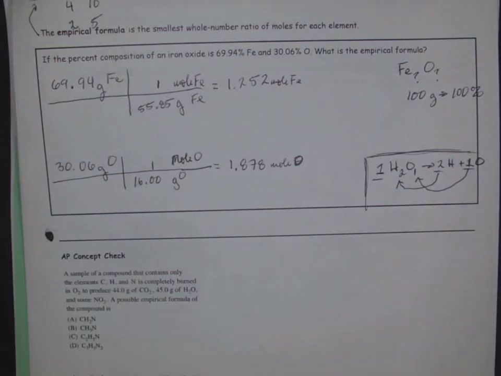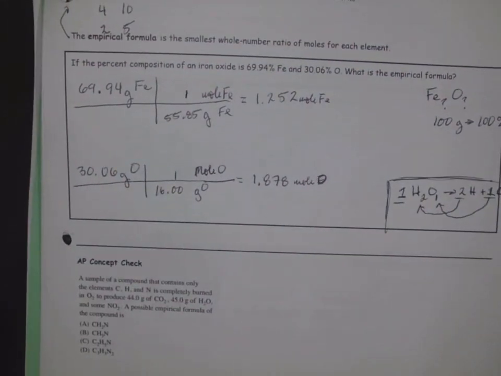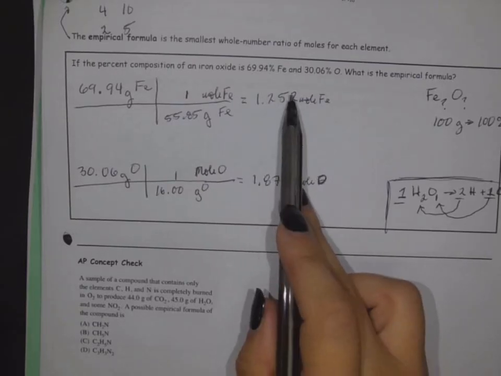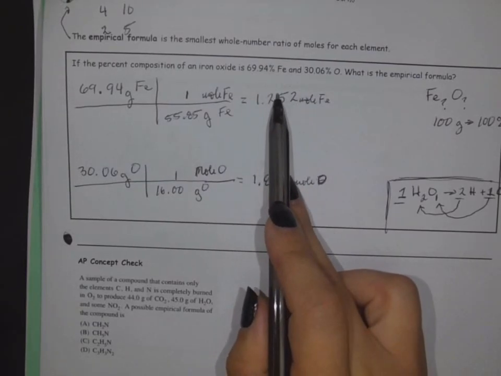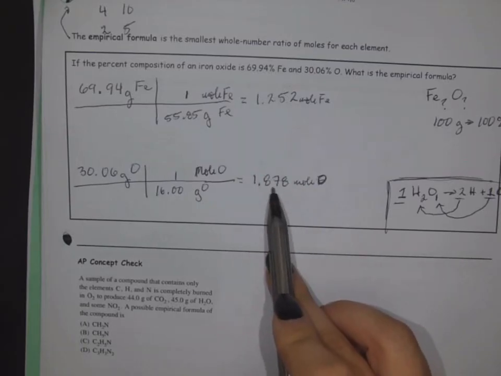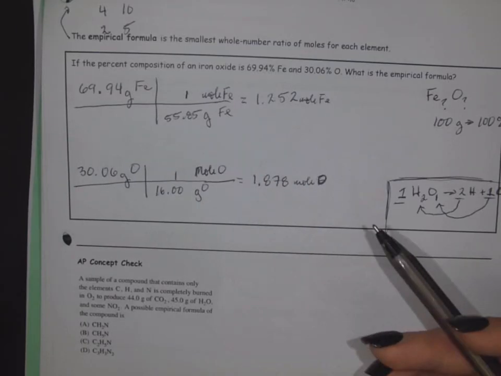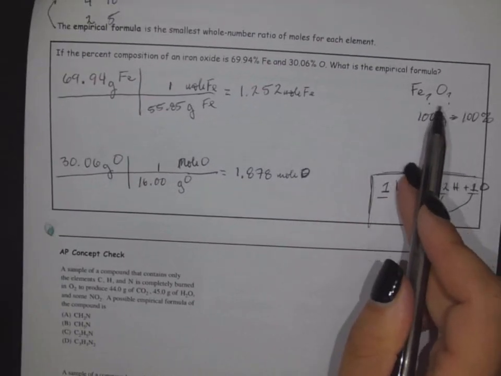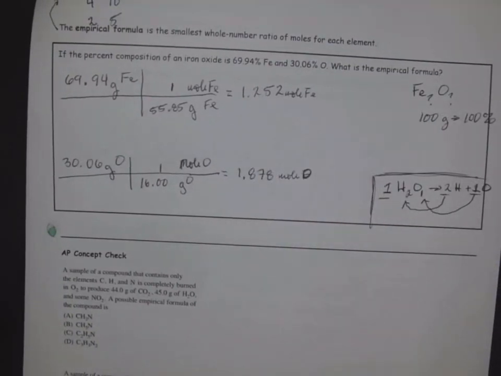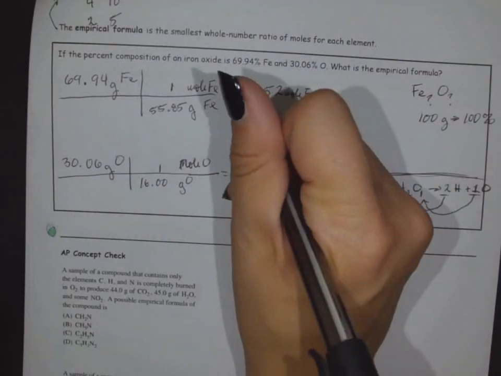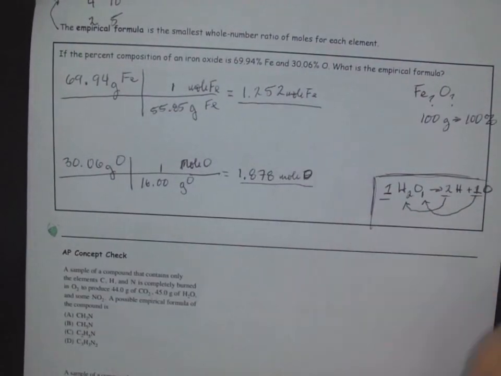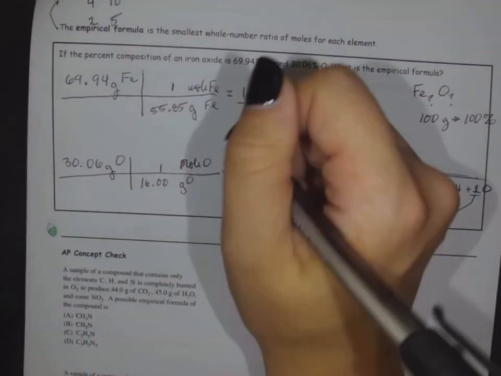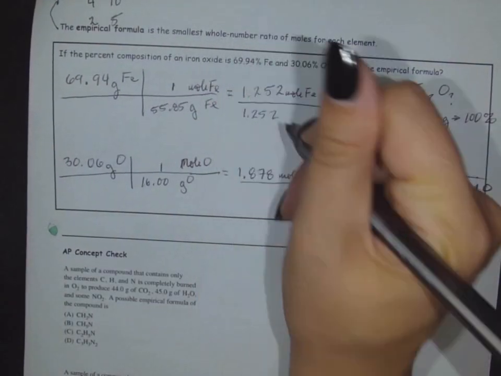Now, do you remember my trick whenever it's asking for ratios? Whenever we want ratios of numbers, the easiest way is to look at which number is the smallest. In this case, it's the iron. There's my moles of iron, there's my moles of oxygen. Take all of the numbers involved in this ratio, and luckily we only have 2, and divide them by the smallest number. So I'm going to divide both of these by our smallest amount of moles, 1.252.